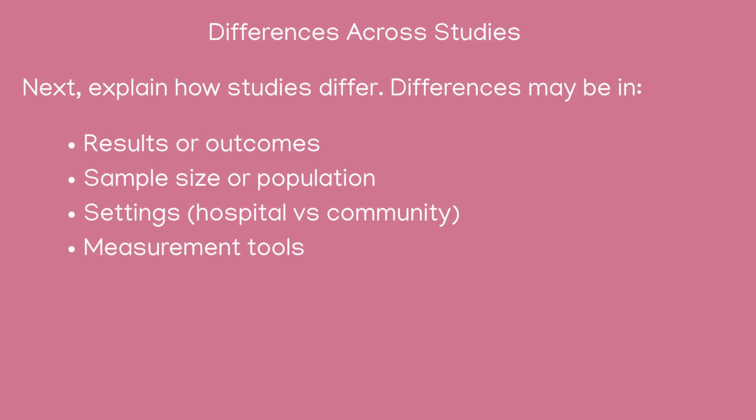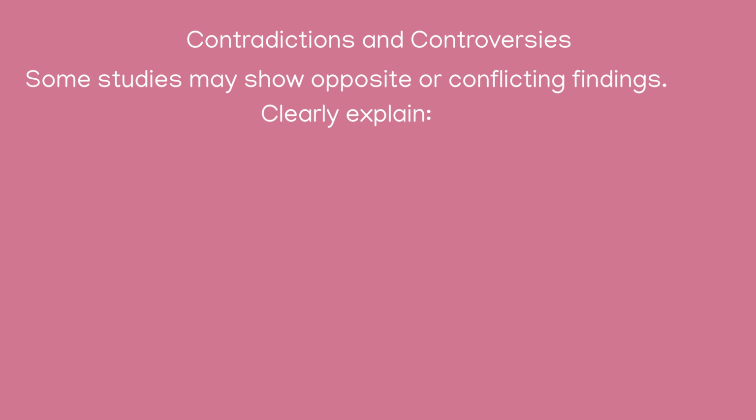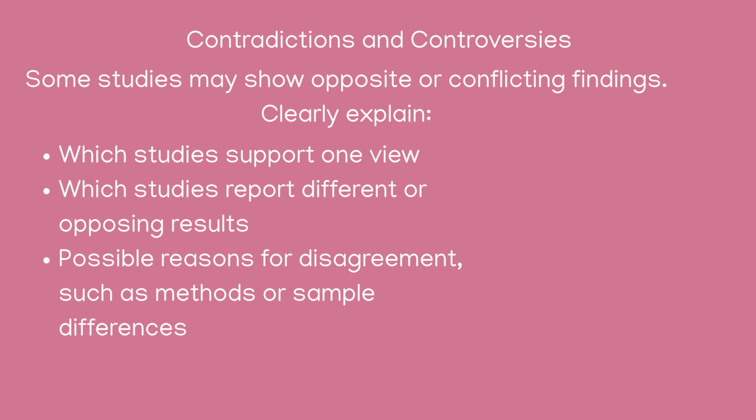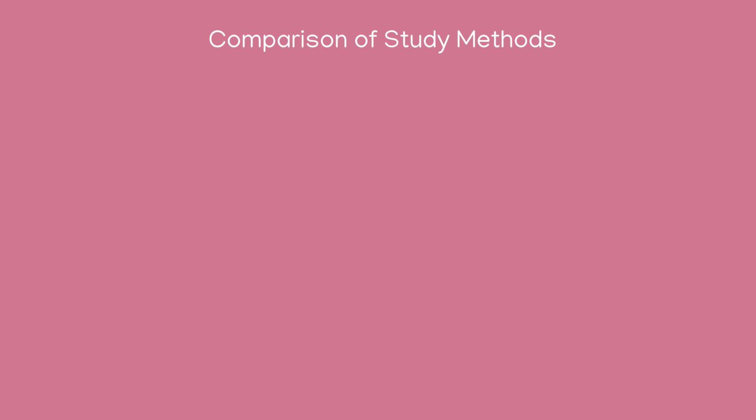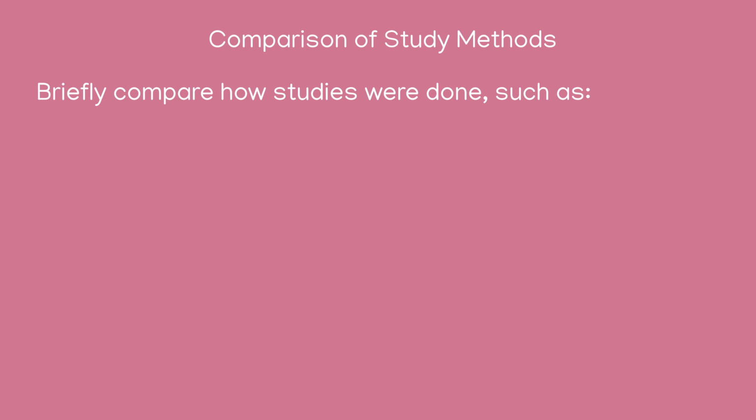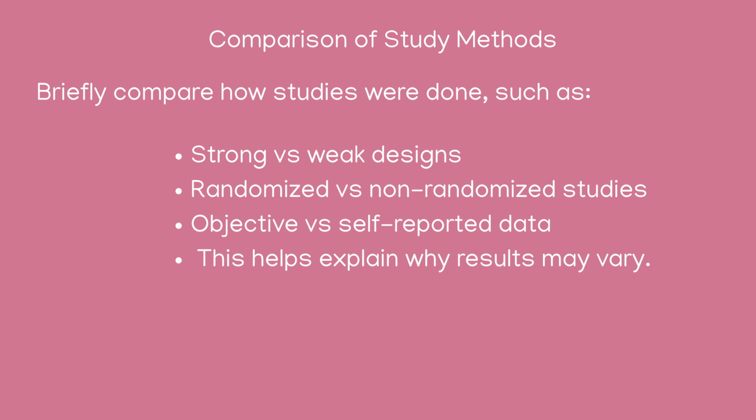This shows critical thinking and deeper understanding. Contradictions and controversies: some studies may show opposite or conflicting findings. Clearly explain which studies support one view, which studies report different or opposing results, possible reasons for disagreement, such as methods or sample differences. Comparison of study methods: briefly compare how studies were done, such as strong versus weak designs, randomized versus non-randomized studies, objective versus self-reported data. This helps explain why results may vary.